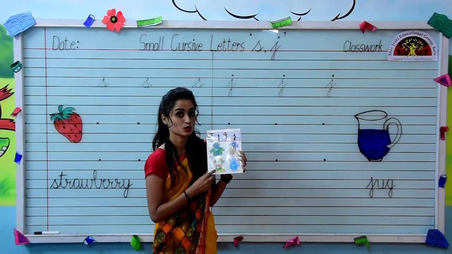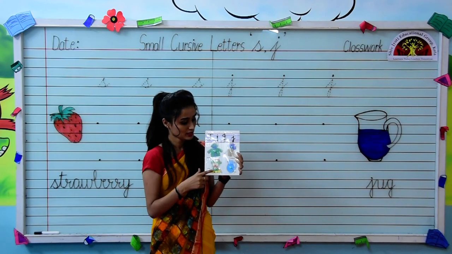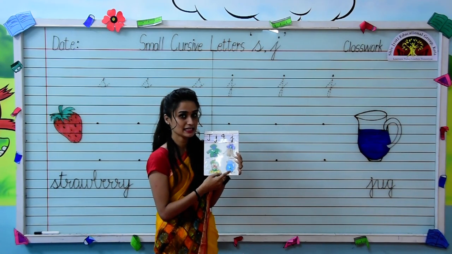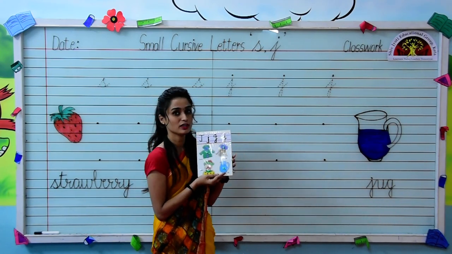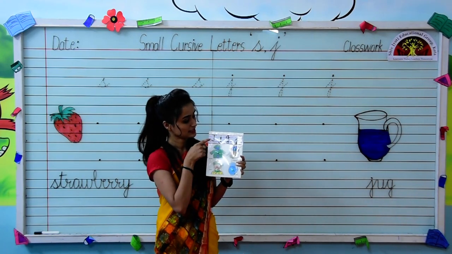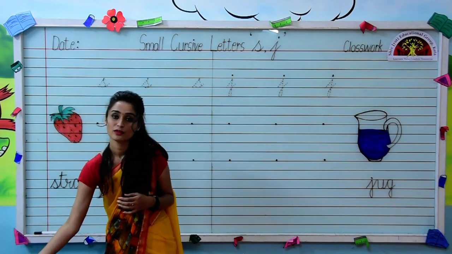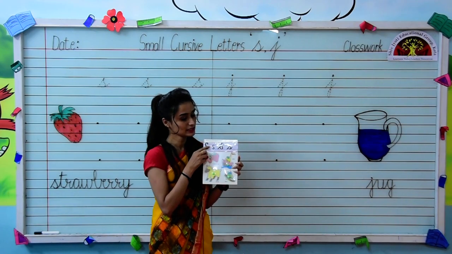This is a joker. J for joker. Next is jug. I have drawn that picture on the board also. J for jug. Now we will see formations of letter S.